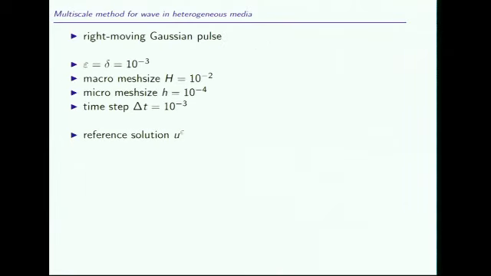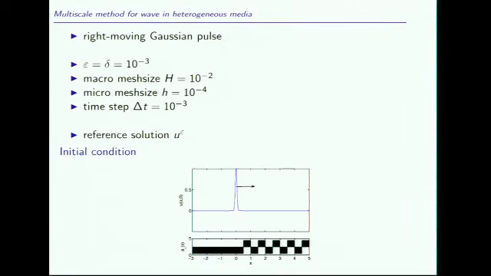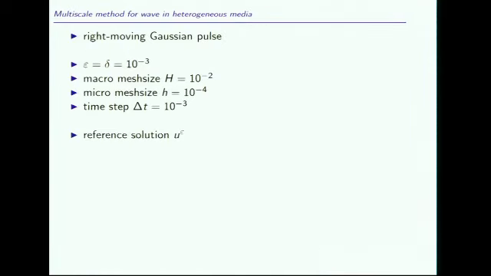Let's take an example with a tensor which is not periodic, which has jumps, as depicted here. So we take an initial condition, a right moving Gaussian pulse. The data are here. Delta is the size of the sampling domain. It is chosen to be epsilon. Epsilon is one of the periods that we have here in this signal. Okay, the macroscopic mesh size is 10 to the minus 2. The microscopic mesh size is 10 to the minus 4. And that's the time step here.